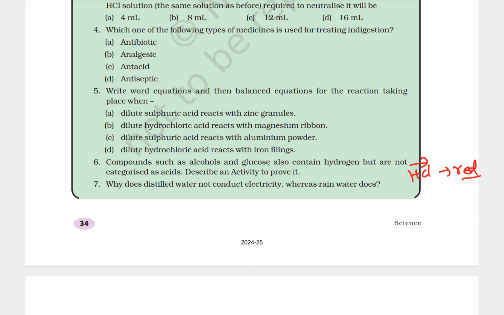Coming to, why does distilled water not conduct electricity whereas rainwater does? So distilled water has no dissolved salts or ions, so it does not conduct electricity. Rainwater contains dissolved CO2 and other minerals, forming ions like H+ and HCO3-, making it conductive.